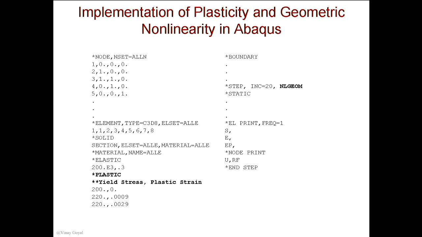In Abaqus, I won't cover this in extensive detail, but to activate nonlinearity, for material nonlinearity, you put star plastic. After star elastic, where you give the modulus and the Poisson ratio, star plastic gives you the opportunity to put in the stress strain curve. You put the yield stress, and then the plastic strain here, and you number them all the way down. So you take the stress strain curve and put that in there.